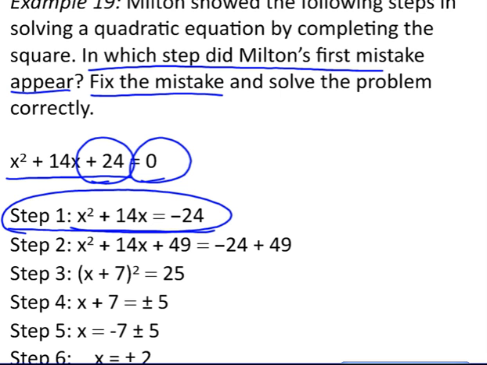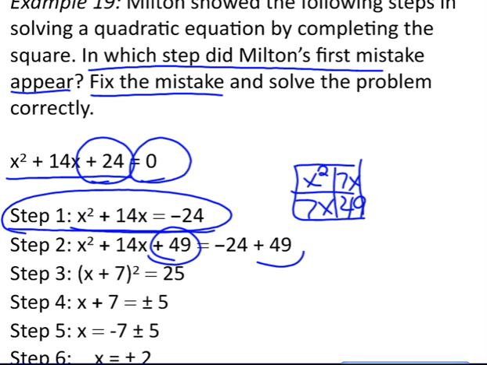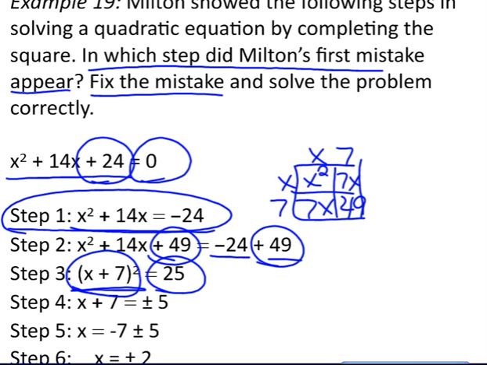Okay. Now, what would you do next? Next, you would draw the box. X squared, 7x, 7x, 49. Well, they added 49 to both sides. That's fine. That's exactly what you do. Next step, they wrote it as a binomial squared. Well, x and 7, x and 7. That's fine. X plus 7 is fine. Negative 24 plus 49 is 25. That's fine. Nothing wrong there.